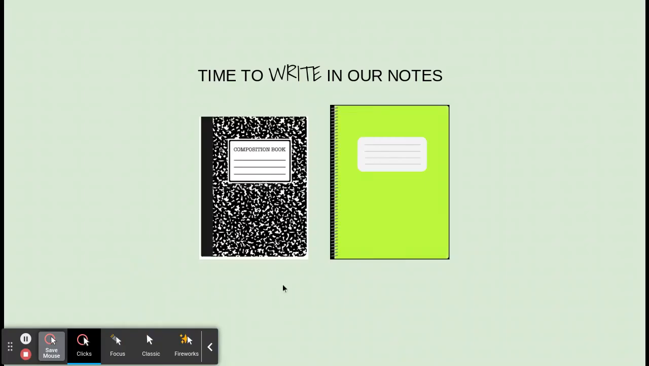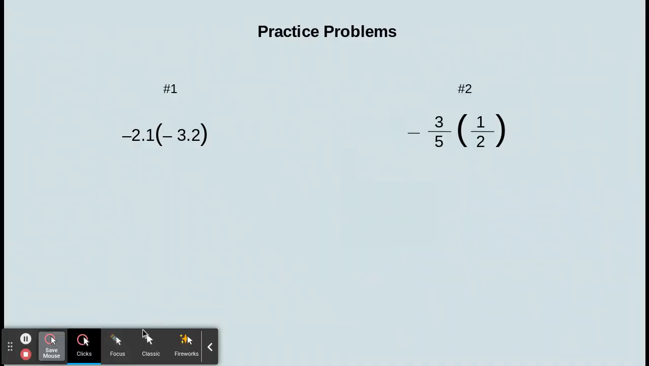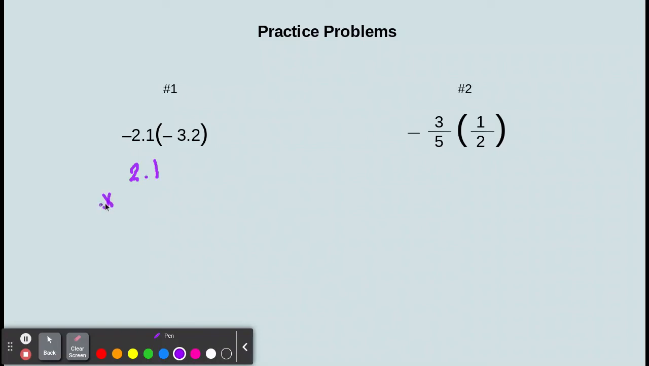Okay, time for you to write your notes about how to multiply fractions and decimals. And then time to just do 2 practice problems. This first practice problem is multiplying decimals. And to give you a hint, first ignore the signs, ignore the decimal places, just simply multiply as you know how to multiply.